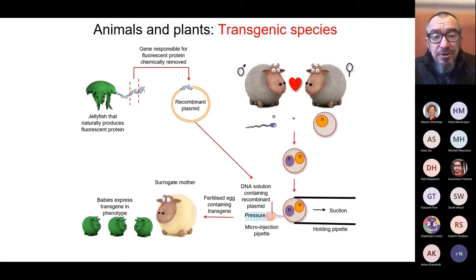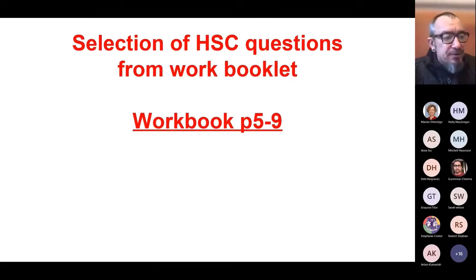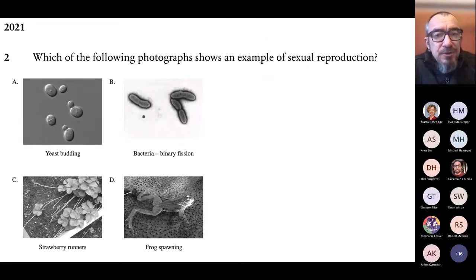All right, so just to put that into practice now, I've tried to make them as current as possible, grabbing questions from the 2021 through to 2019 paper as well. So which of the following photographs shows an example of sexual reproduction? Okay. And this is just to highlight that point that I find quite often students actually mix up external fertilization with asexual reproduction.